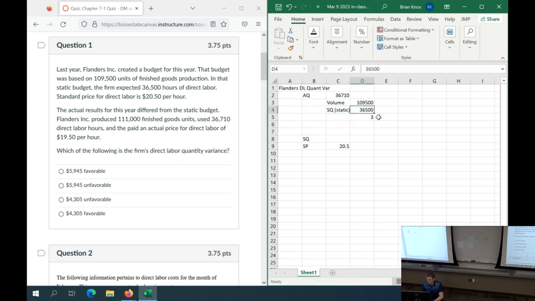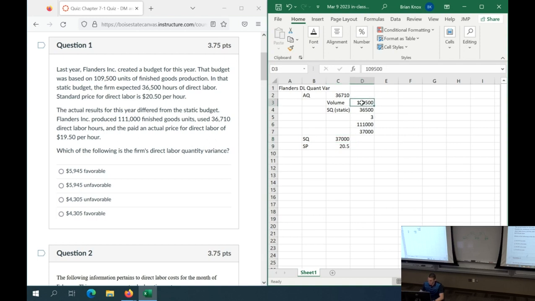Further down. Great. Now, given that we produced 111,000 finished goods units, we would expect to consume our standard quantity for that amount of volume, which would be 111,000 divided by 3, which comes out nicely to 37,000 even. So that's going to be our standard quantity right there.